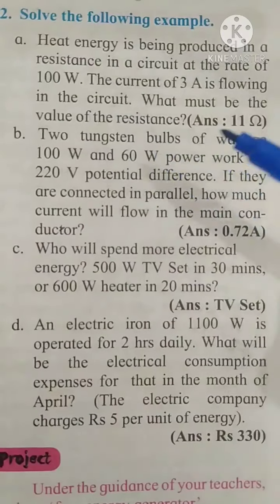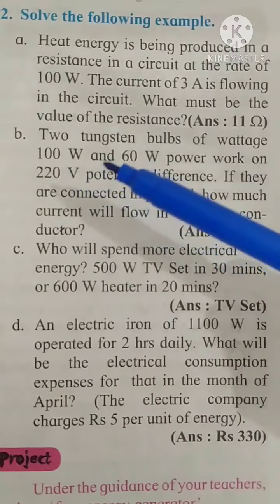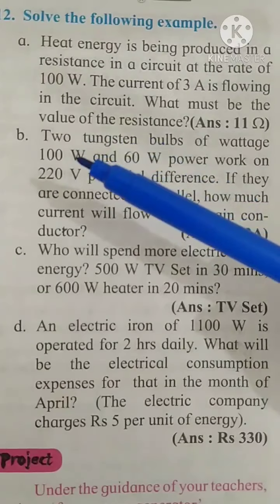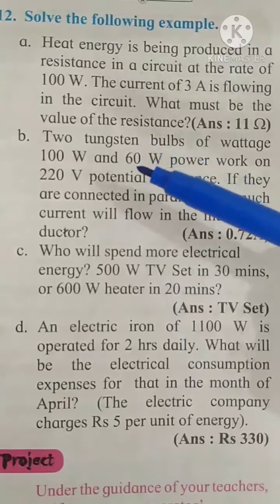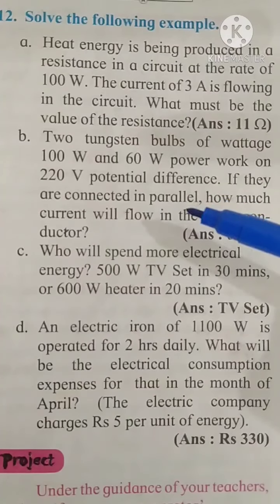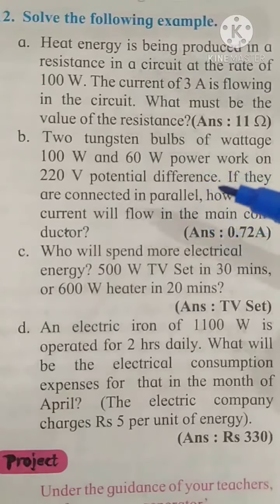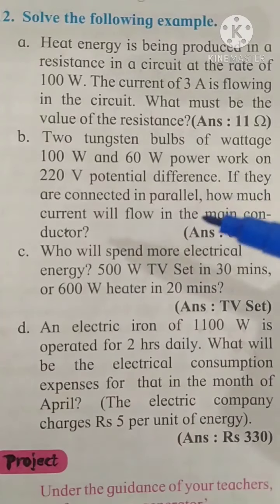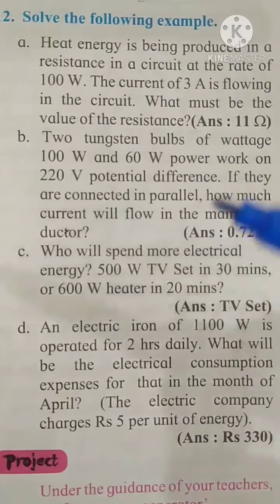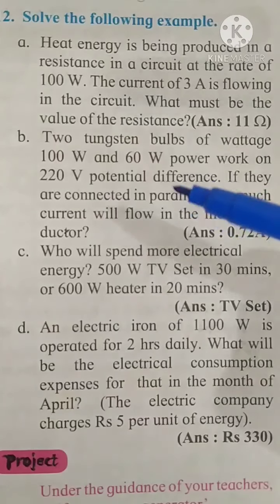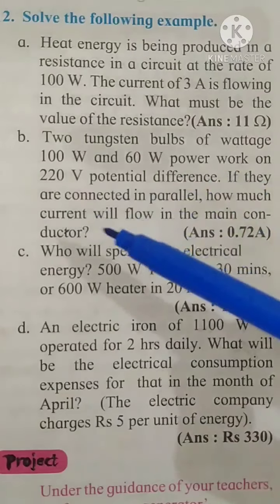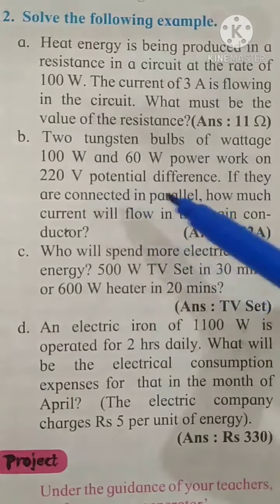Two tungsten bulbs of wattage 100 watts and 60 watts. There are two bulbs. How much watts, first bulb? 100, P2 60. Work on 220 volt potential difference. As we know, in our 9th standard we have studied, in our home we have the parallel connection, so that every device will get the same potential difference. So in parallel connection potential difference is the same.